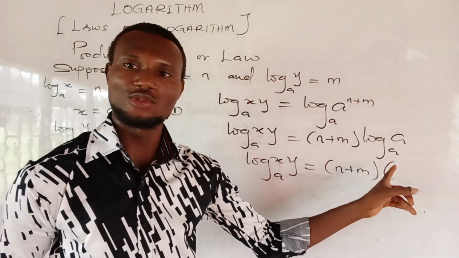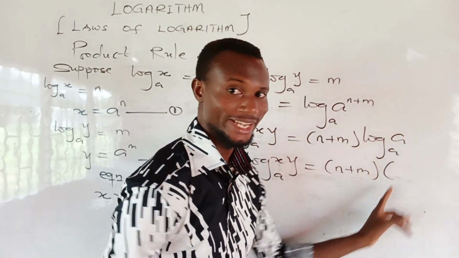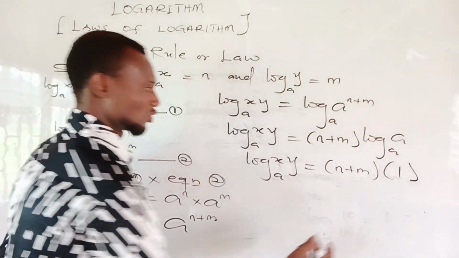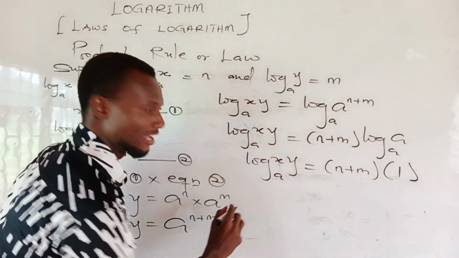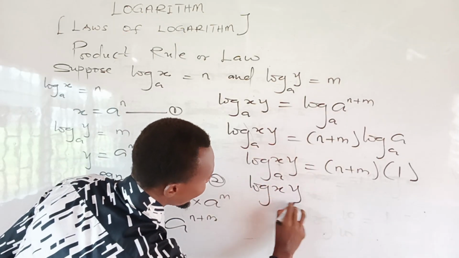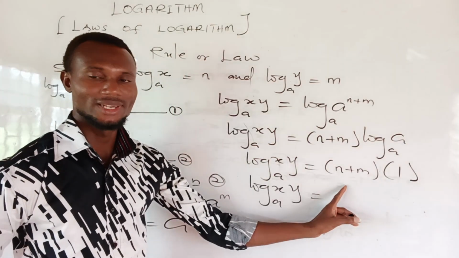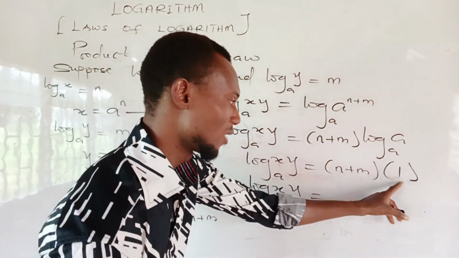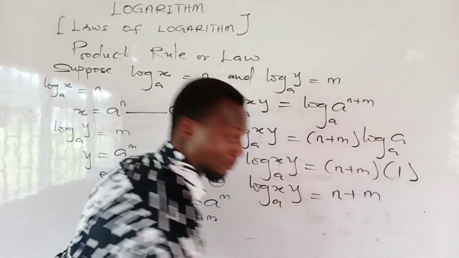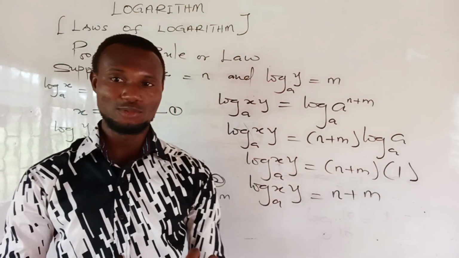And you know log a to the base a is supposed to be what? 1. So in place of log a to the base a, I write my 1 there. I hope you understand. So let's go ahead and simplify further. So I have log sy to the base a equals 1 multiplying this one. It's like you are removing the bracket. So 1 multiplying this one, you are still going to have n plus m. I hope the explanation is clear enough up to this point.